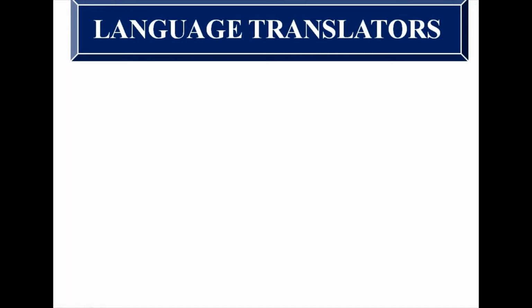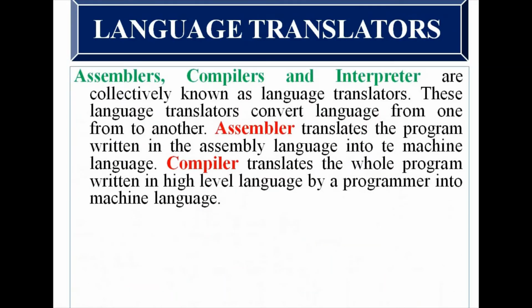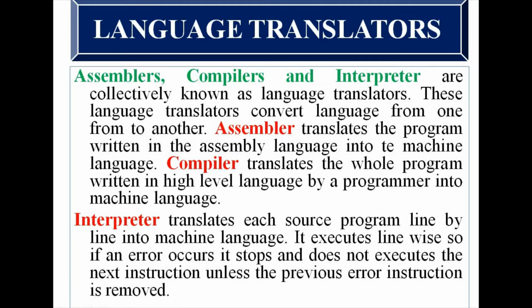Language translators. Assemblers, compilers, and interpreters are collectively known as language translators. These language translators convert language from one form to another. An assembler translates a program written in assembly language into machine language. A compiler translates the whole program written in a high-level language by a programmer into machine language. An interpreter translates the source program line by line into machine language.